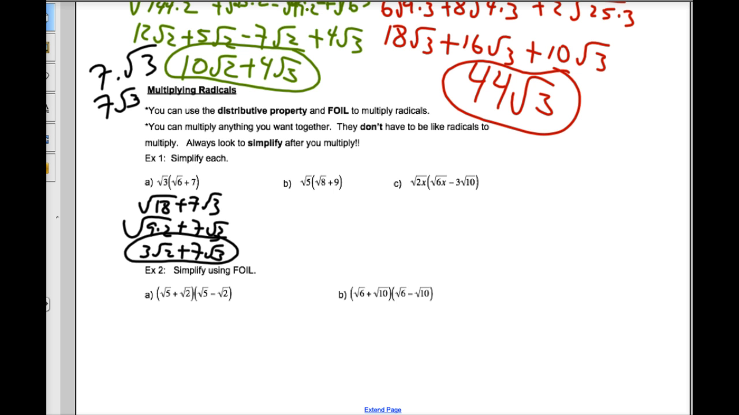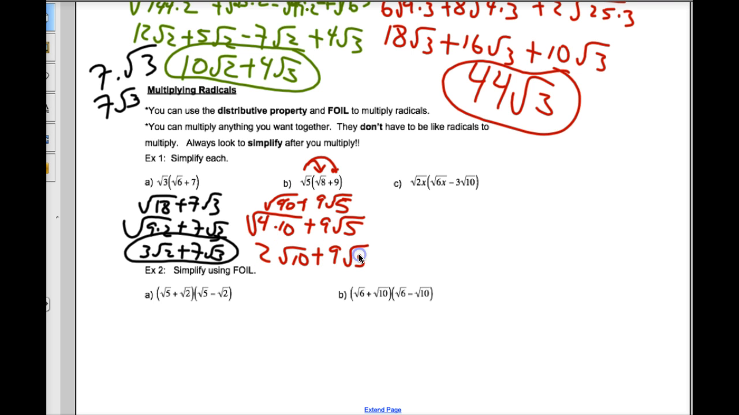Okay. Distribute that next one. Henry, what do we get? Radical 40 plus 9 radical 5. Fantastic job. Are you serious? You can still simplify it. What's 40, Henry? 4 and 10. And it's 2 radical 10 plus 9 radical 5. Okay?